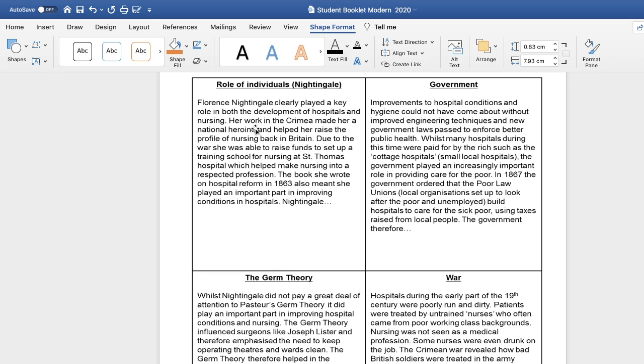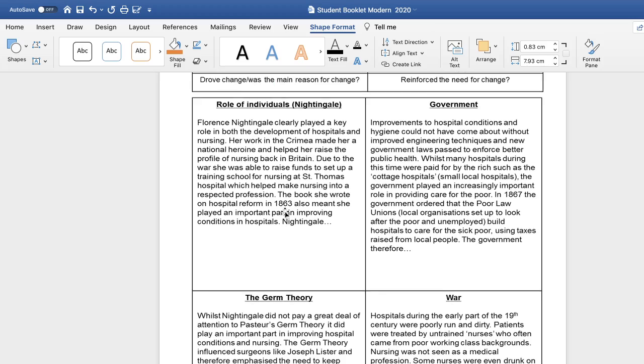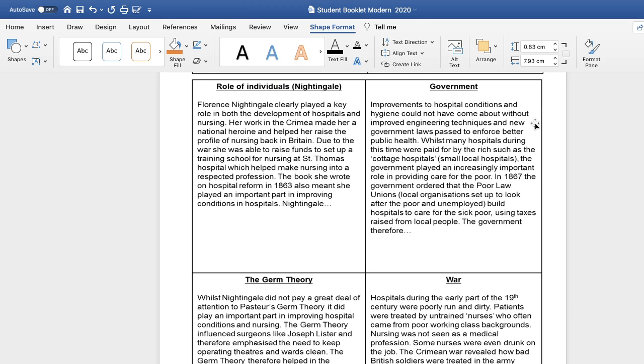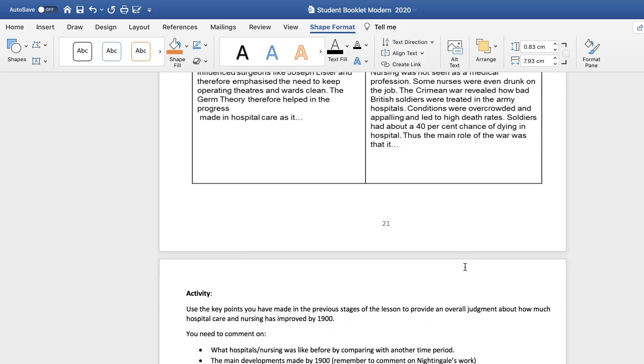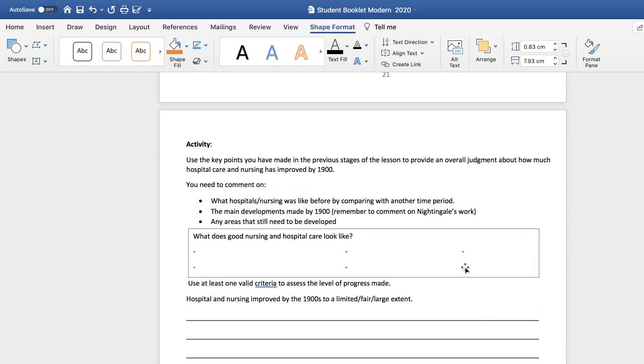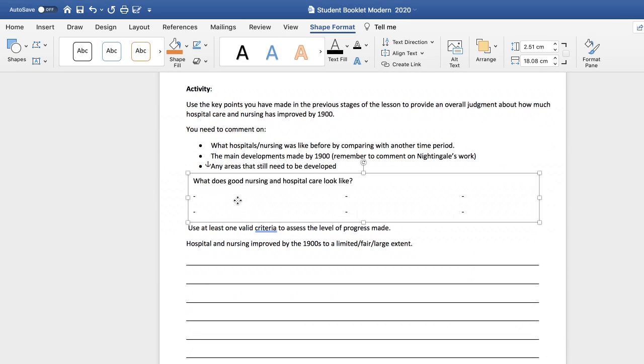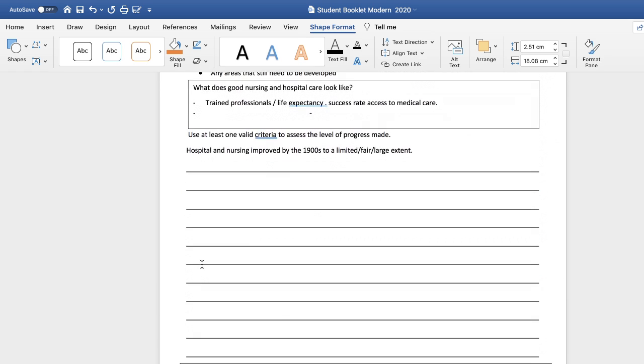So after reading this, how did Nightingale affect the development of medicine in hospitals? How did the government affect it? How did the germ theory affect it? How did the war affect it? Now, once you finish that, we've already done this in the previous section, so you don't actually need to do this. What we already said: trained professionals, life expectancy, success rate, access to medical care.